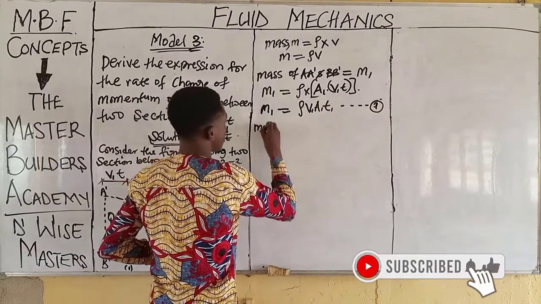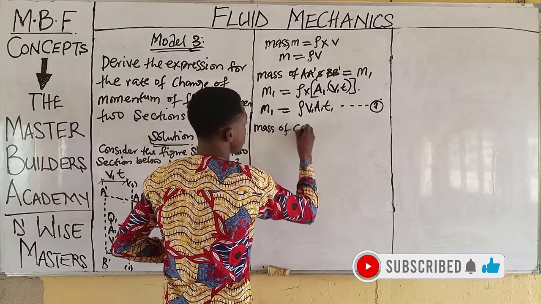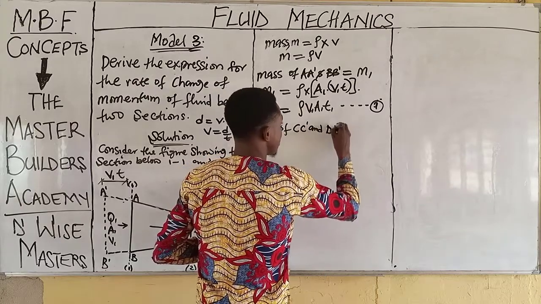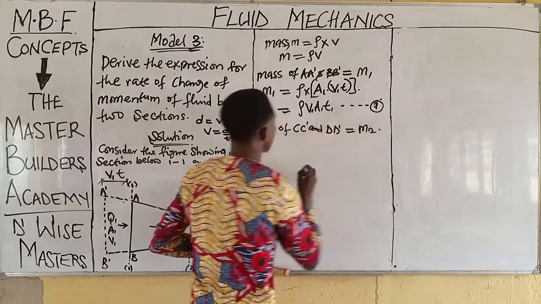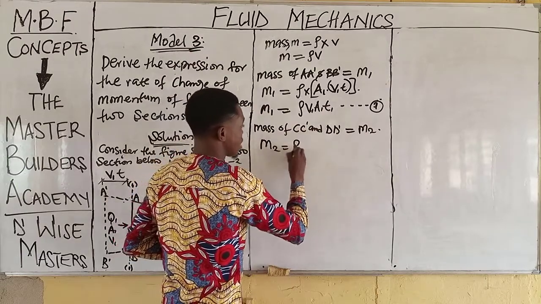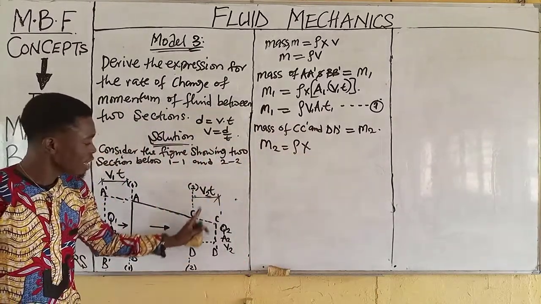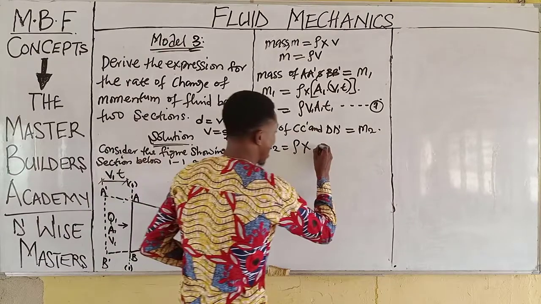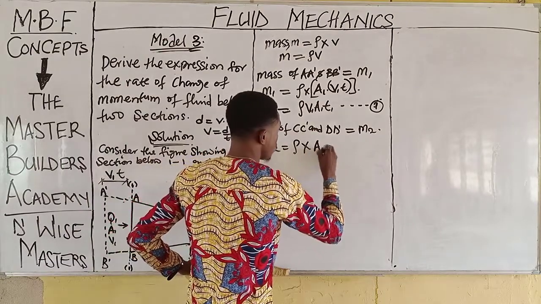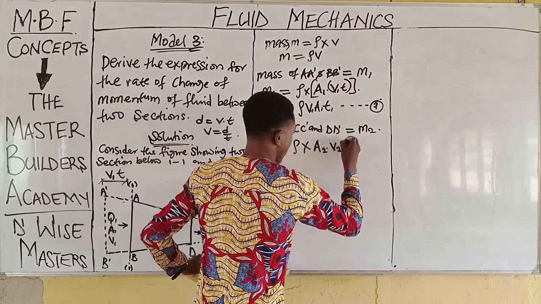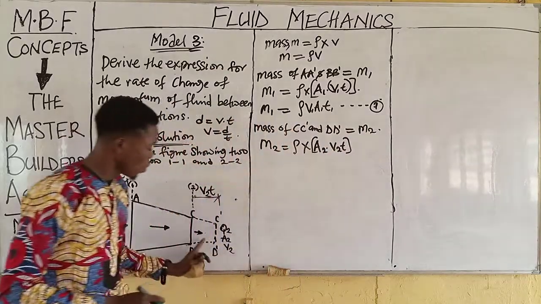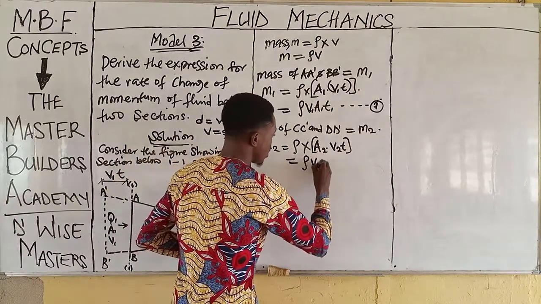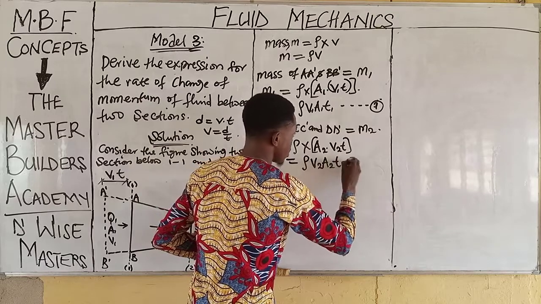Then similarly, the mass of C prime and D prime is equal to M2. So we have M2 would have given us the density multiplied by the volume. The volume here would have the area of this section multiplied by the distance. Then we have A2 multiplied by V2 times T. This is the volume for this exit. Then when we multiply this out, we have rho V2 A2 T. This is equation 2.